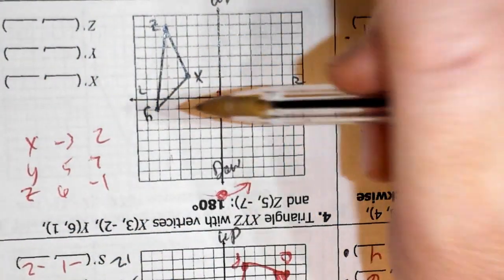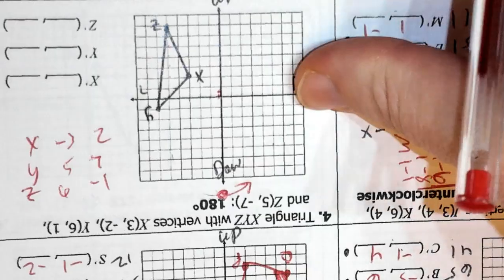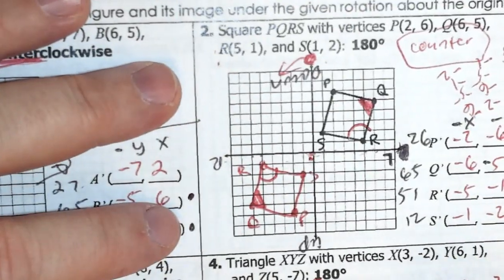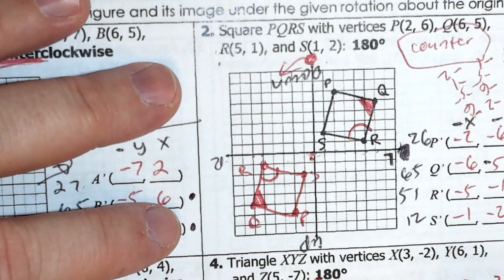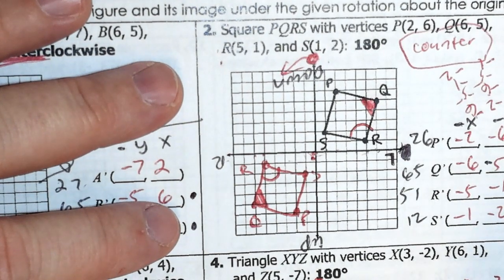I accidentally got 2 points backwards, but I haven't noticed that yet. So I put this in here. I got positive 6, 1, 2, 3, 4, 5, 6. I have the right coordinates, but they're just the wrong letters.